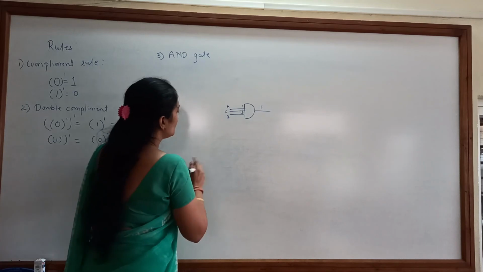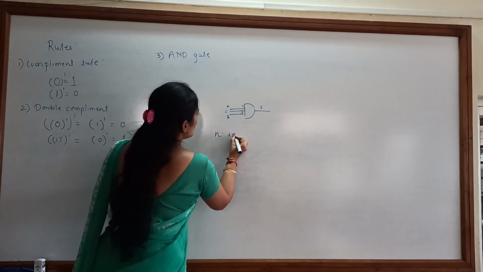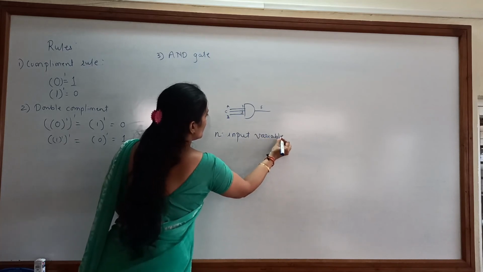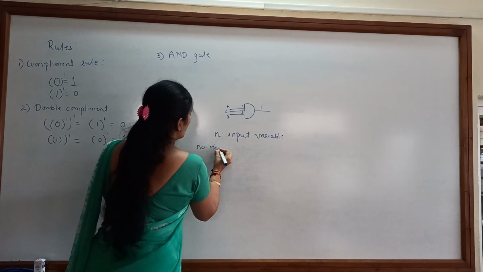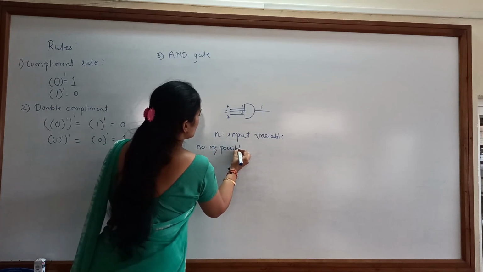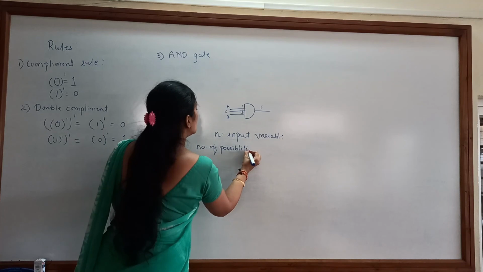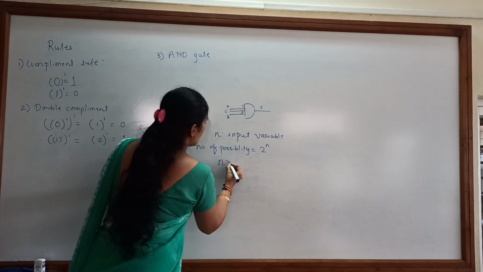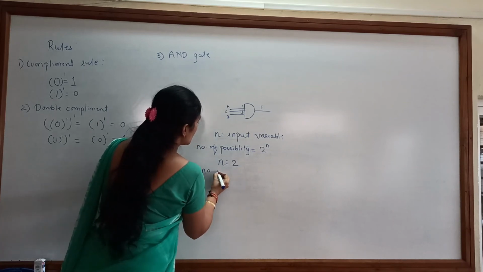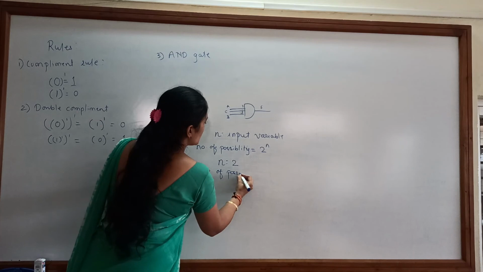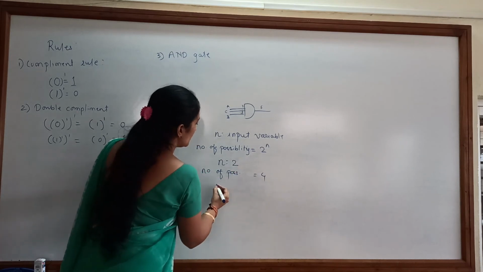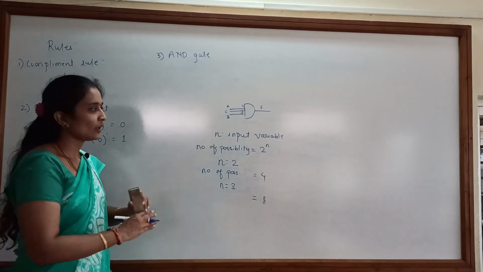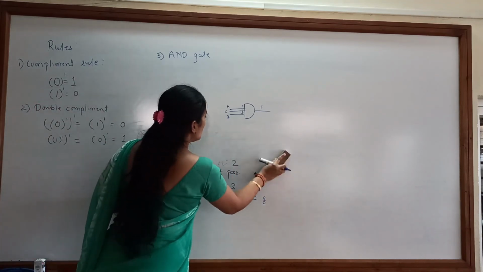There is one formula, that is, if n is equal to input variables, then number of possibility is equal to 2 raised to n. If 2 inputs are there, n is equal to 2. Number of possibility is equal to 4, 2 raised to 2. If n is equal to 3, then your answer will be 8. According to this, you have to find out the combinations.